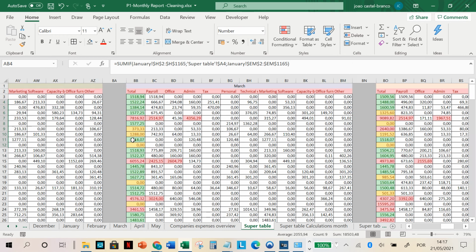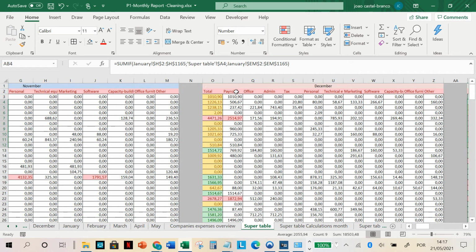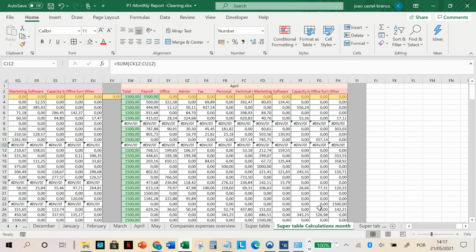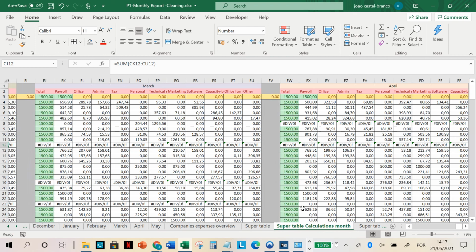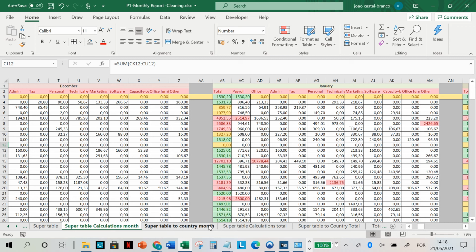Then I created a super table, which is basically to have the type of expense inside. So I have every type of expense per month per business, which is a good start. And then here is the separation of methods. In every tab where you see month, it is the month method. In every tab where you see total, it is the total method. I could divide by color, but you can understand.